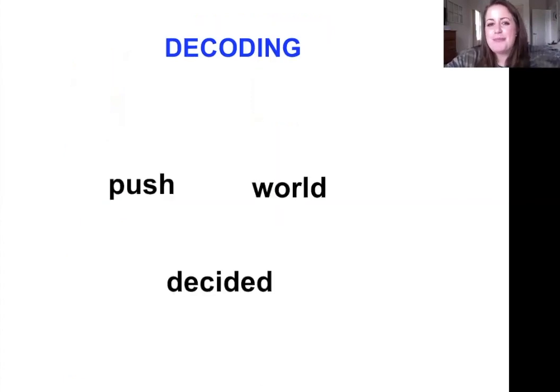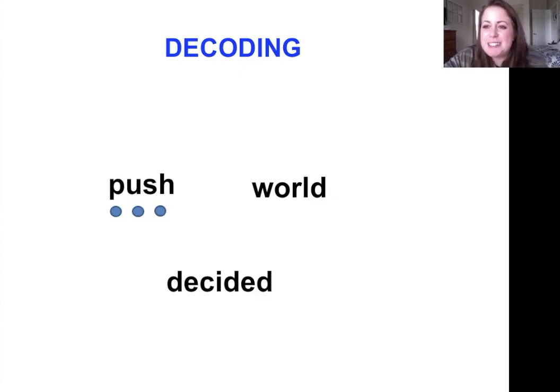Excellent job. Okay, now we're going to take a look at some of our high frequency words that we are able to decode. We're going to start with the word that begins with the letter P. Can you see that word? We're going to tap out those sounds. Here we go. Push. Good. Say it again. Push. Excellent.